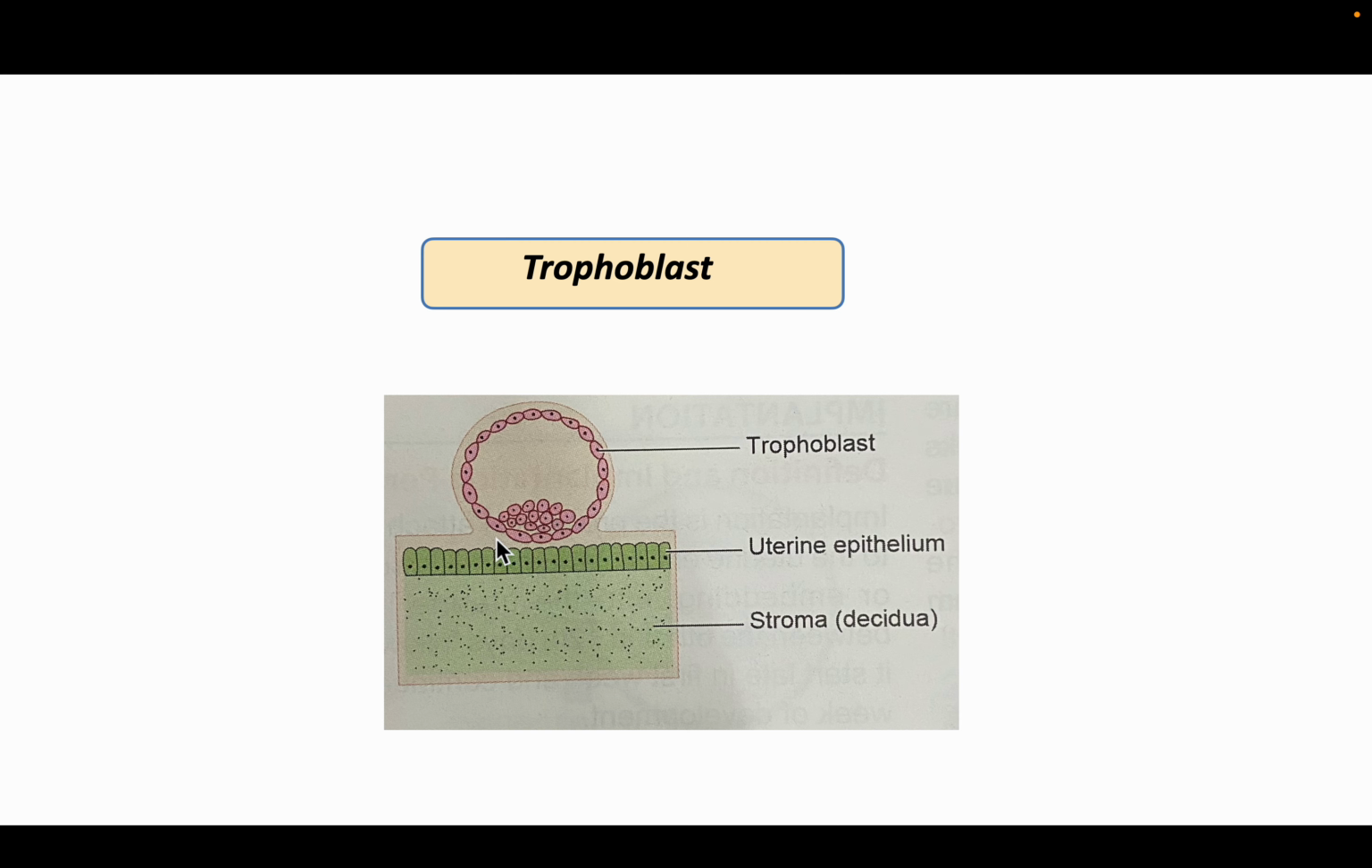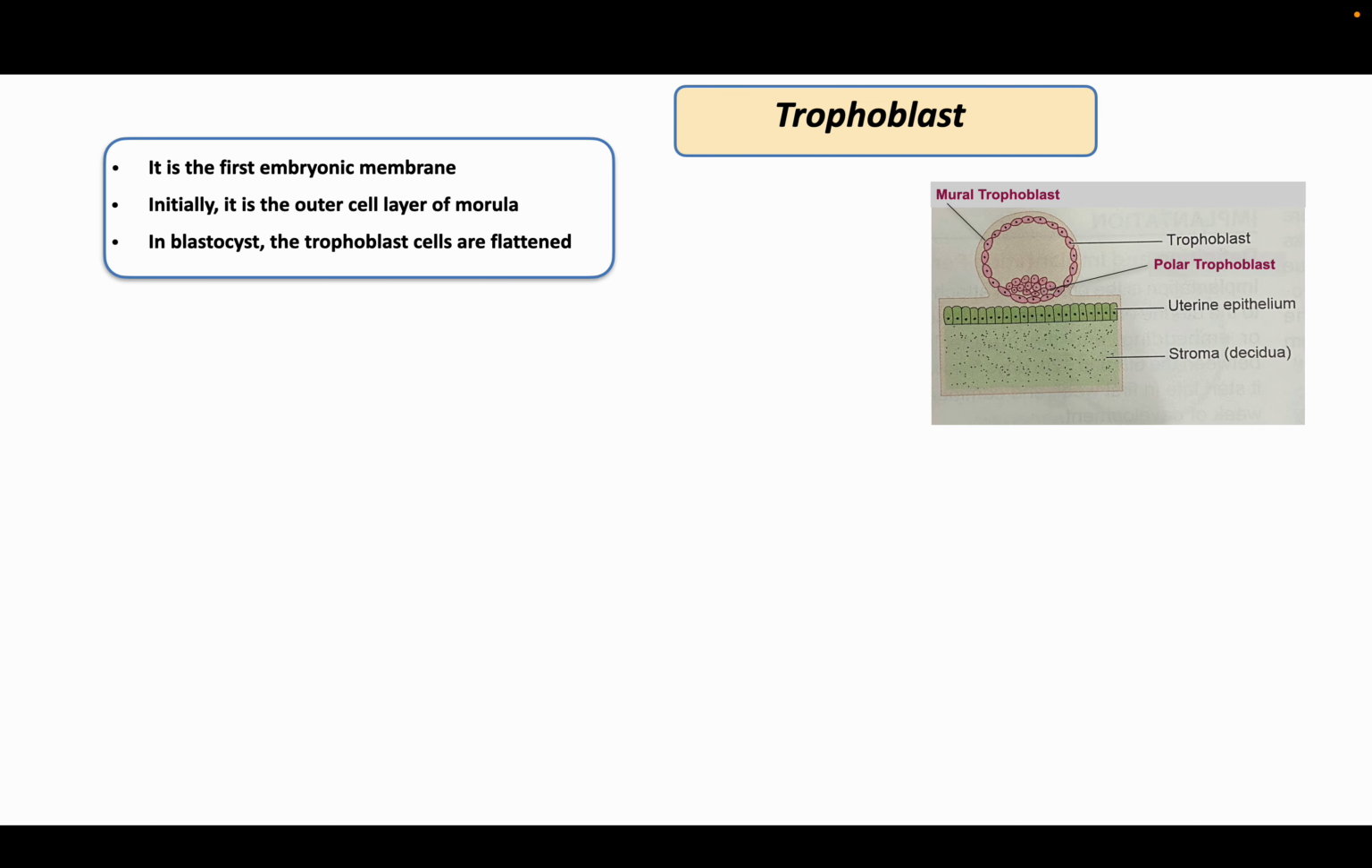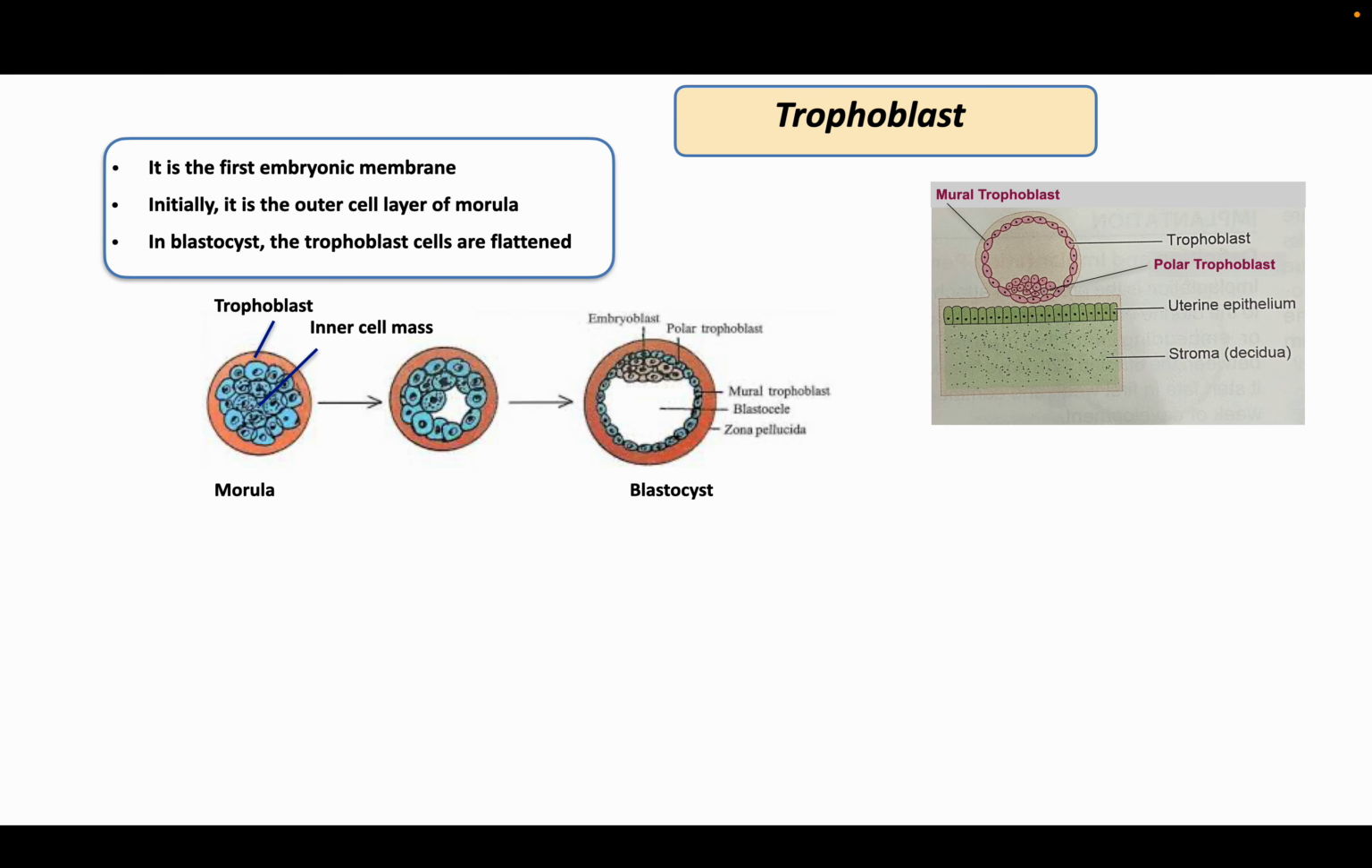Coming to this small topic, that is trophoblast, we know it. This is the blastocyst when it invades the uterine endometrium. This is the polar trophoblast. This is the mural trophoblast, opposite to that. We have discussed it in our previous lectures. So the trophoblast is the first embryonic membrane. Initially, it is the outer cell layer of the morula. In the blastocyst, the trophoblast cells are flattened.